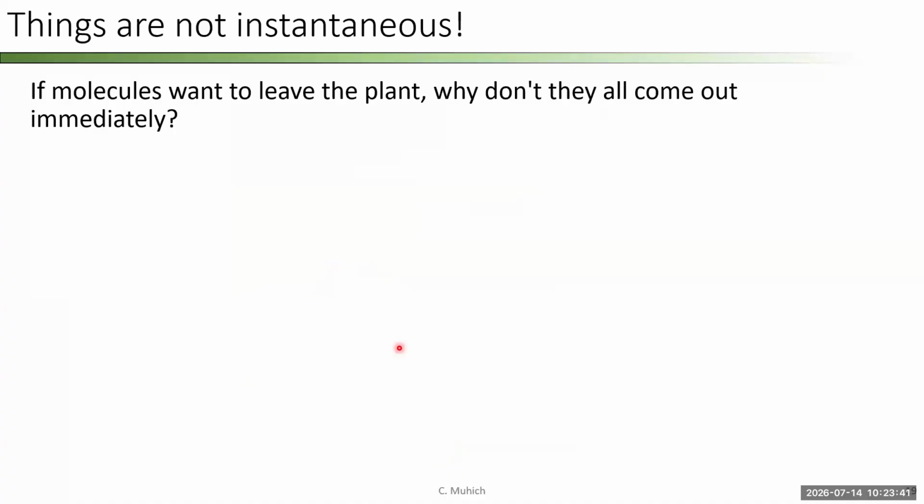Okay, so now that we have a basic understanding of how we can do the accounting and plot out our process, I want to bring up the point, even though I just said we can use equilibrium, that none of these processes are instantaneous, right? Even if we want the molecules to come out of the plant and they want to leave the plant, they don't come out immediately.